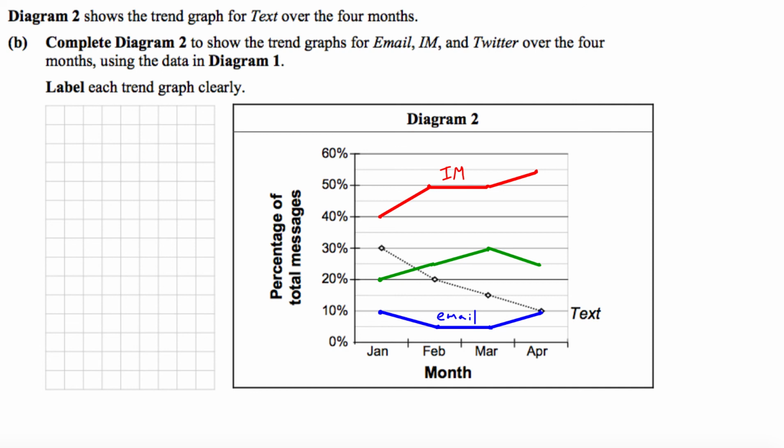So there we go. To finish off then, that's Twitter. So we've drawn the other trend graphs and we've labelled each one clearly. So that's the end of question 1.